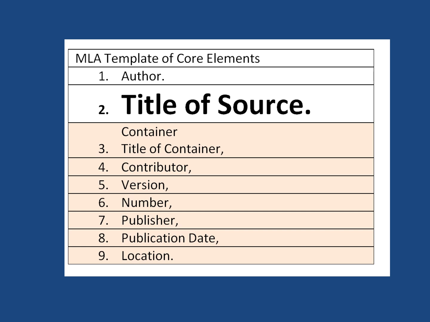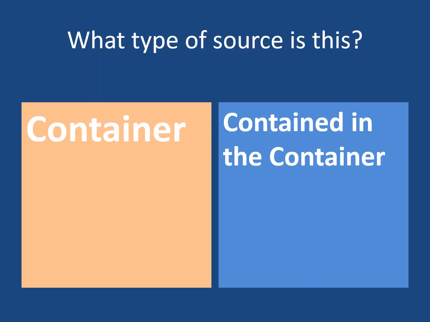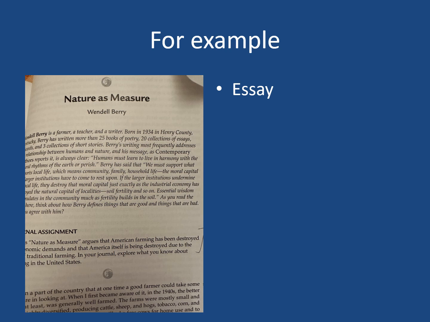Once you have provided information about the author, look for the second core element, which is the title of the source. There is an important question to keep in mind when you style the title of the source in MLA. First of all, determine if the source is contained in a container or is itself a container. To clarify what this means, let's look at some examples.